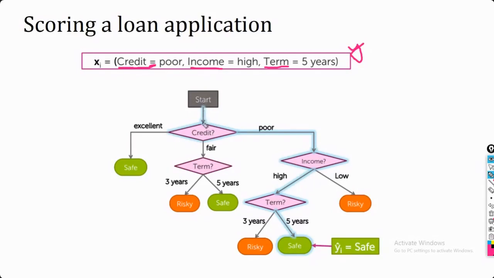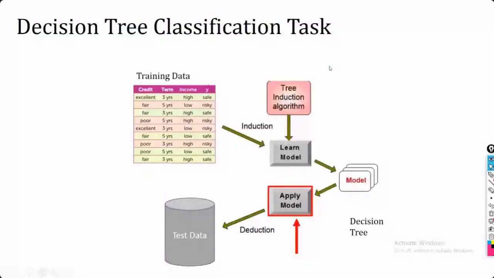So we are starting with your credit. Credit is poor, so moving to this branch. Next, income is high, so moving to this branch. And the term is 5, so moving to this branch. So what is your class label? The class label is the same. This way we are going to decide the class label for your unknown instance. So as you can see, the interpretation is comparatively easy. Simply follow the branches based upon your attribute values and you will have the class label.